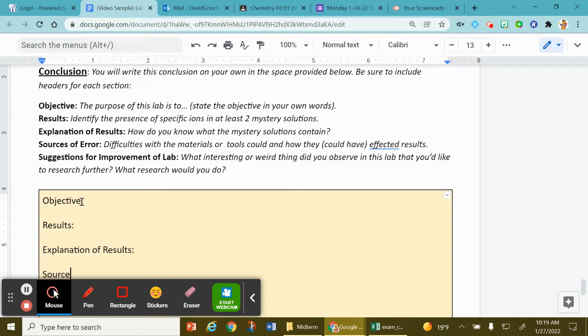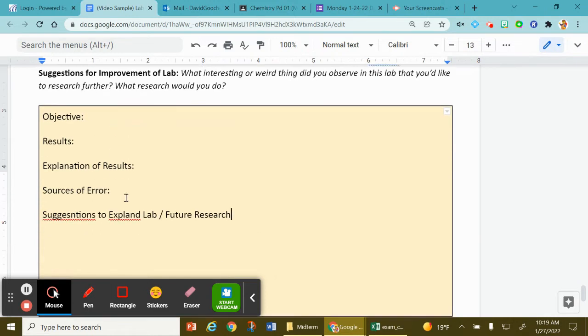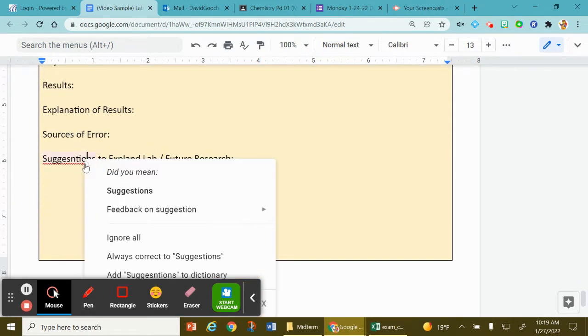Sources of error. Suggestions to expand lab and future research. Okay, that was down below. Did I spell everything right? No, I did not. Of course not.